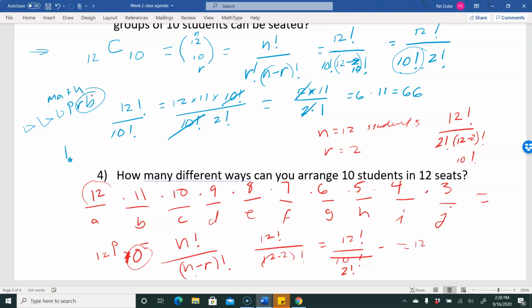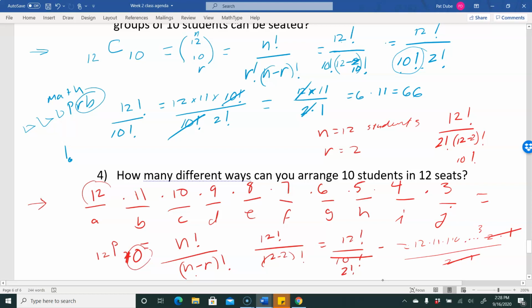But this is just 12 times 11 times 10, etc., down to 3, and the 2 factorial gets wiped out at the end, and the last number you multiply by is a 3, which is exactly what you see. So it might be easier to remember writing it out like this if it's a permutation, but be careful, because that's not a combination. That's a permutation.